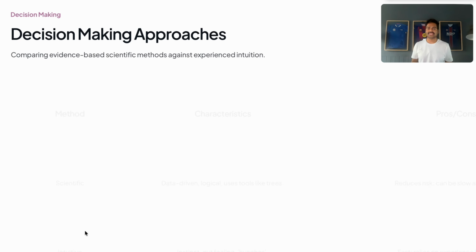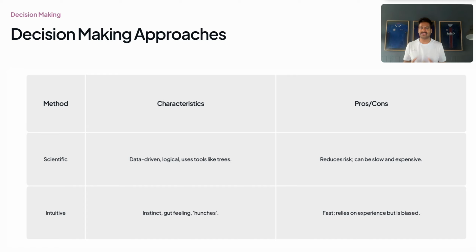Now we'll try to understand decision-making approaches, scientific versus intuitive. How do managers actually make decisions? There are two broad approaches. The first is scientific decision making. It is logical, data-driven, and analytical. You gather evidence, build spreadsheets, and calculate probabilities, maybe even draw a decision tree. What's the advantage of this? It reduces risk. The disadvantage, it can be slow, expensive, and you might suffer from paralysis by analysis, waiting for perfect data that never comes.